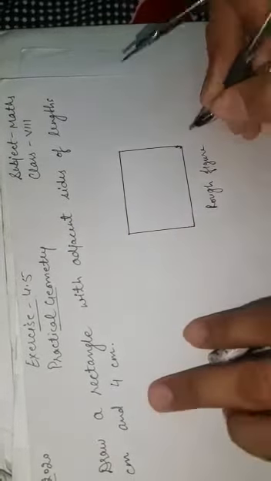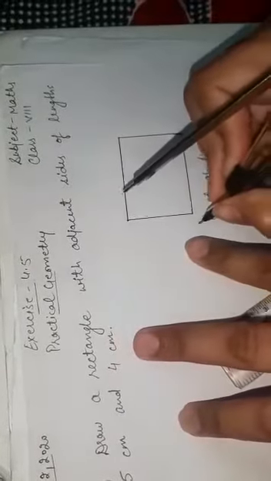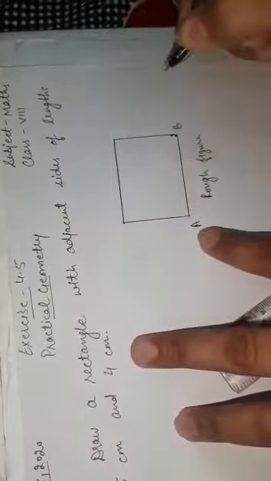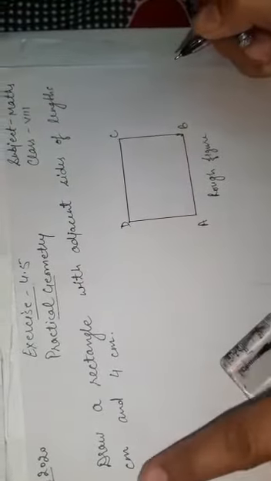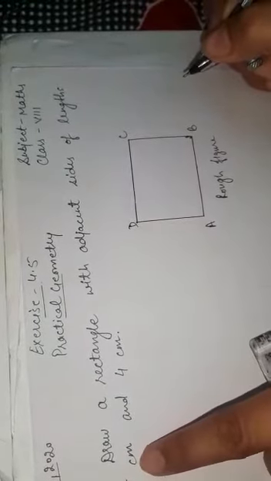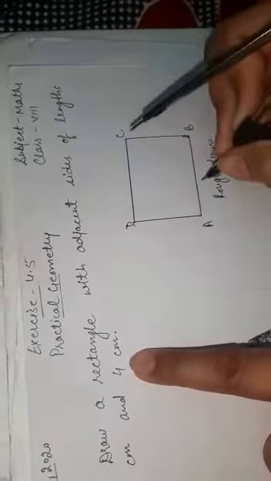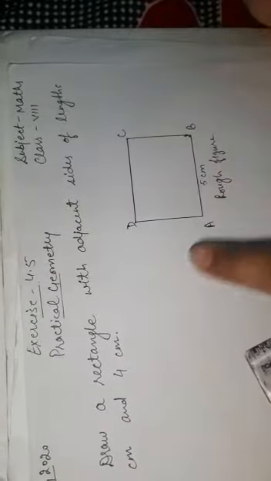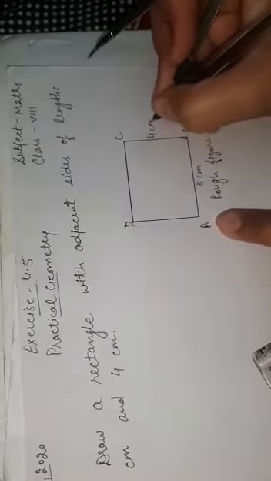In the question, the name of the rectangle is not mentioned, so you can take any name for this rectangle, A, B, C, D. Suppose this is ABCD. Okay, and the adjacent sides of the rectangle are 5 centimeters and 4 centimeters. So let us take AB 5 centimeters and BC 4 centimeters.